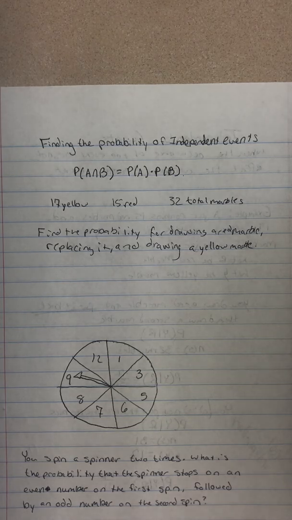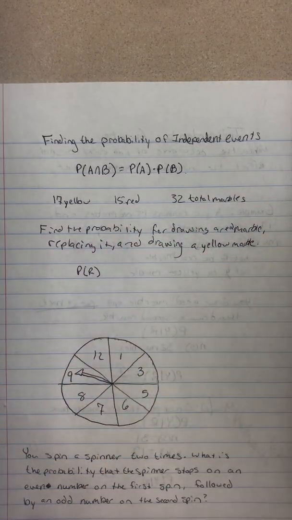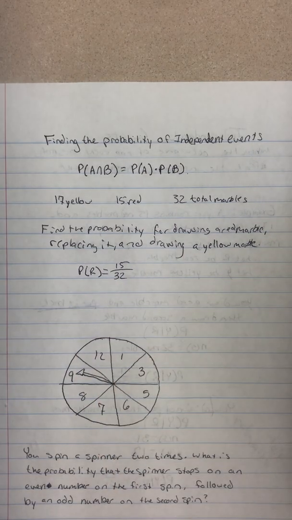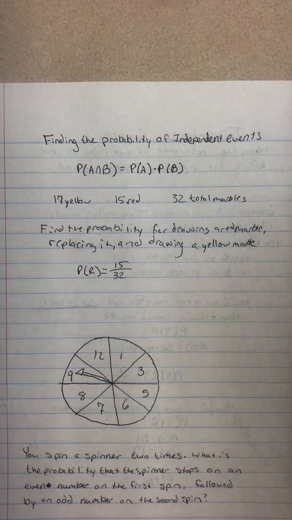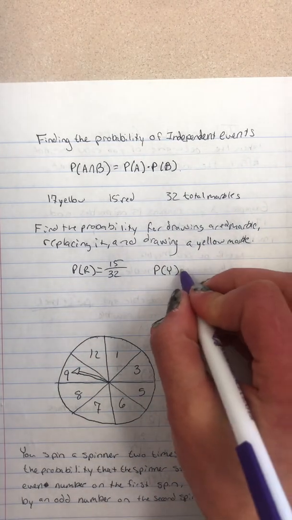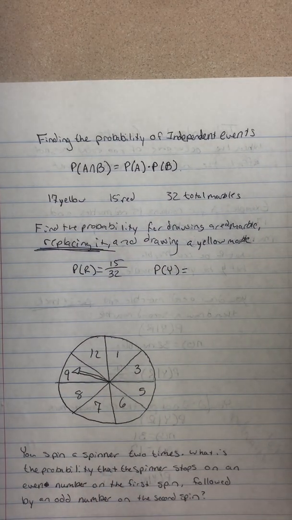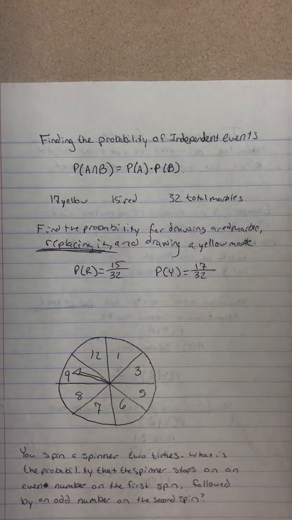So the first thing we need to do is look at the probability of drawing a red marble. Well, we know there's 15 red marbles, so let's start with the probability of red. Well, we know there's 15 red over a total of 32. So that is the probability of drawing a red marble. Now remember, when we take out our red marble, we put it back. So let's look at the probability of a yellow marble. Again, we still have 32 marbles in the jar because we replaced it. So we have 17 yellow marbles, again, over 32.